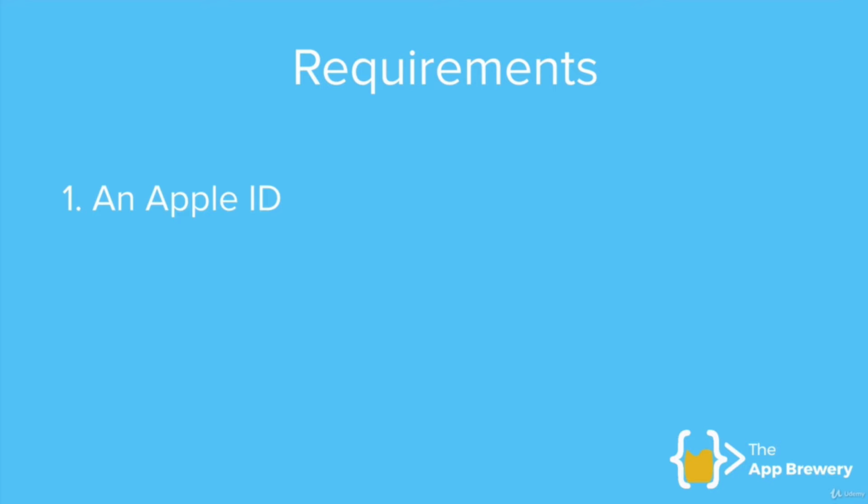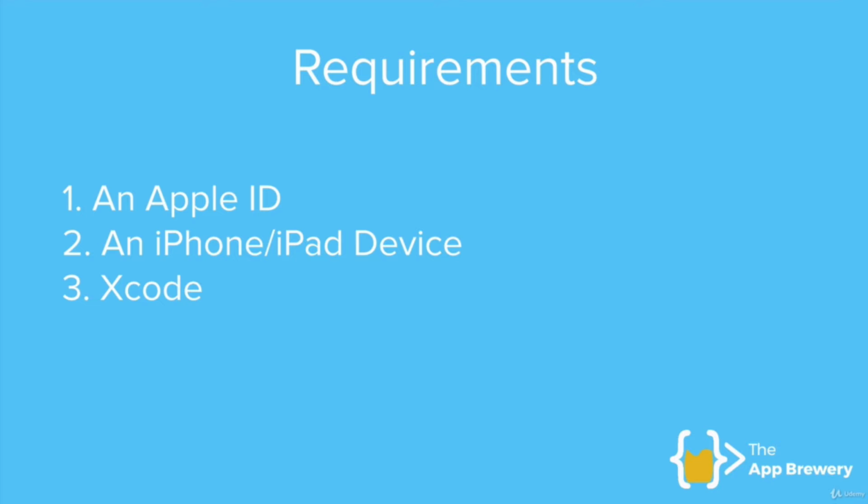Now, the next thing you need is an iPhone or an iPad device. Our apps are not going to run onto a watch or any other type of Apple device. It has to be something that can run iOS, so one of these two. And then 3, you're going to need Xcode already installed, which we already did previously in the setup instructions. If you haven't done that, then you'll need to do that now before we can continue.